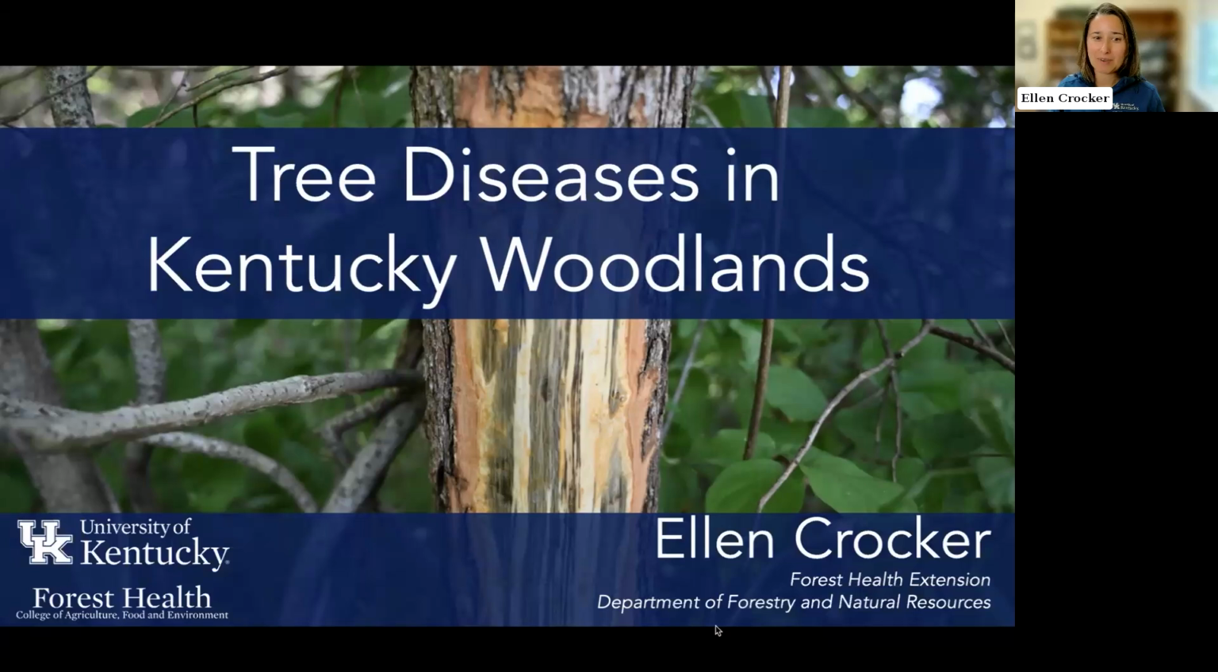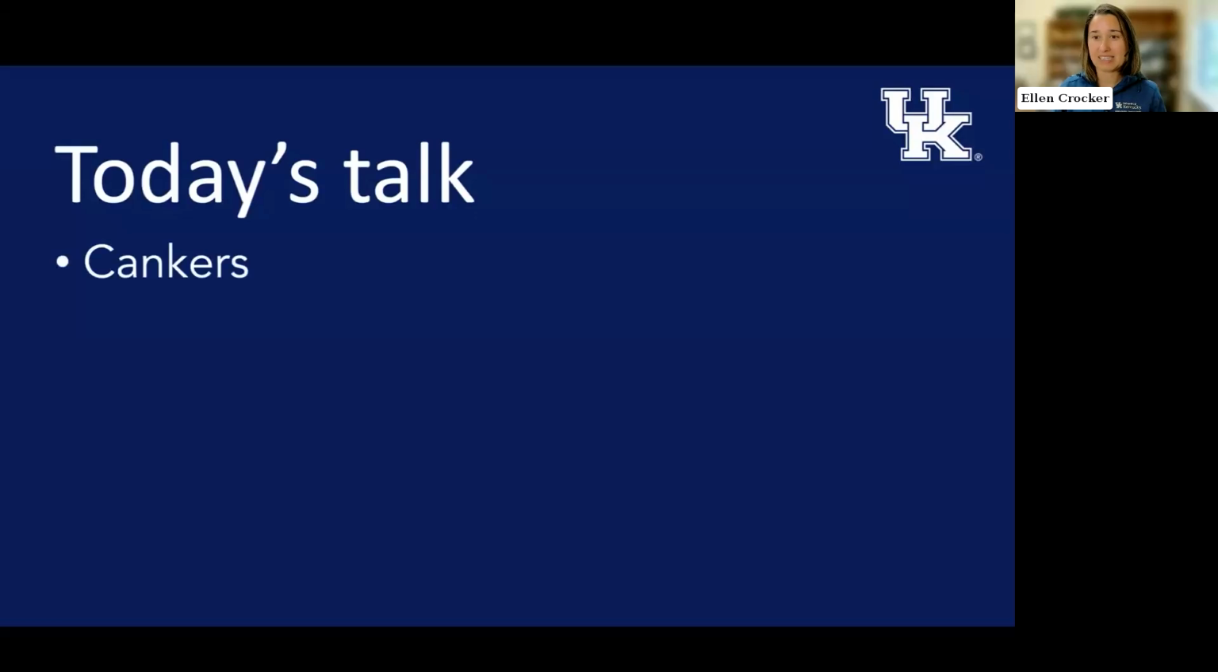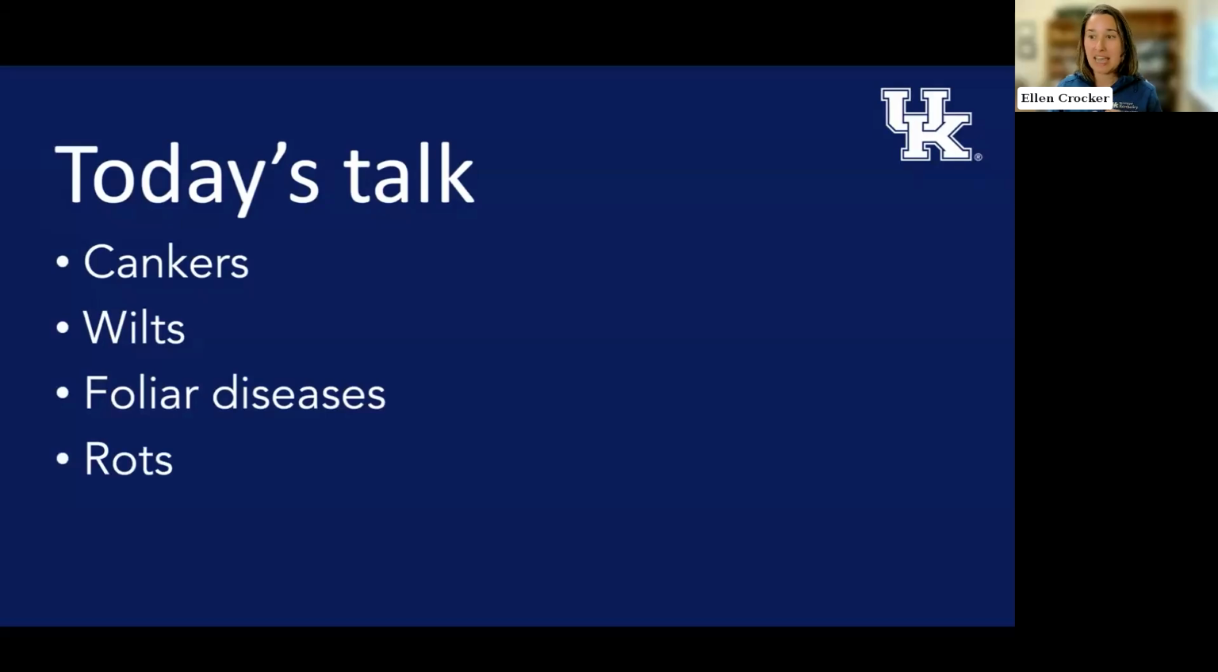In particular, I'm going to focus on some of the big types of diseases: canker diseases and wilts, foliar or leaf diseases, and rots, as well as general declines. These are big classes of tree disease that you might see. Kentucky has over 100 native tree species, and it would take us all year to go through all of the different things that can impact them.